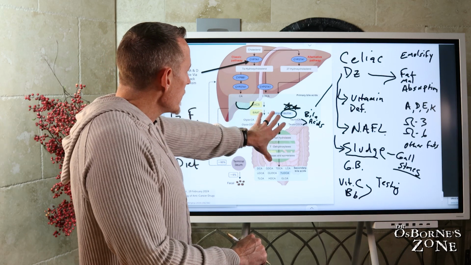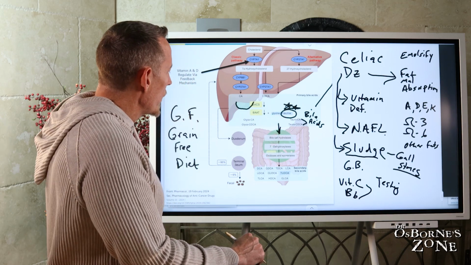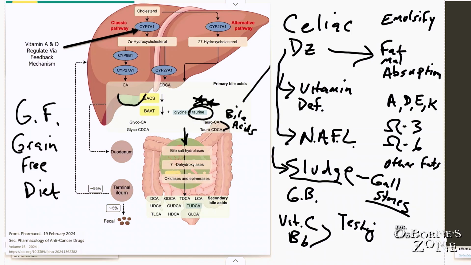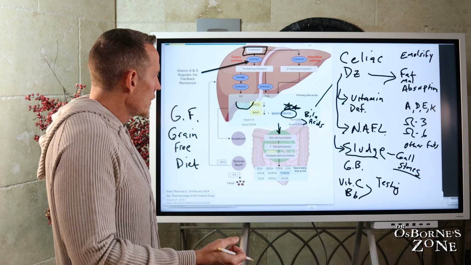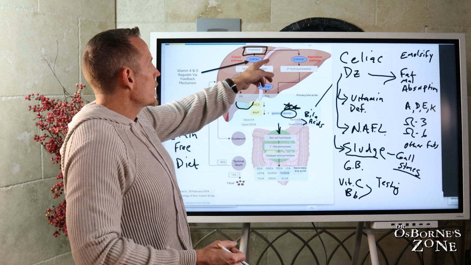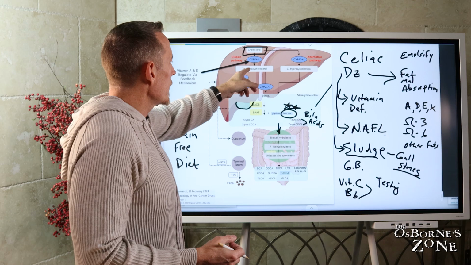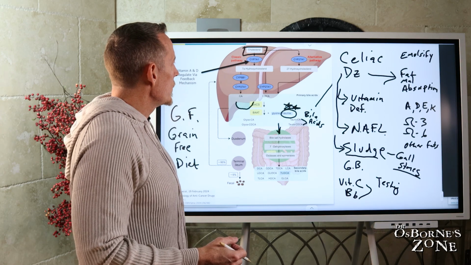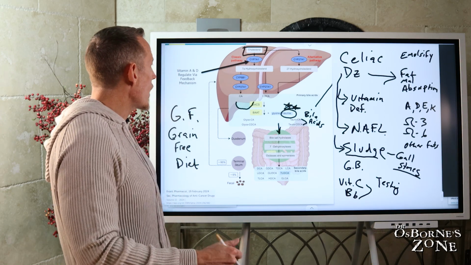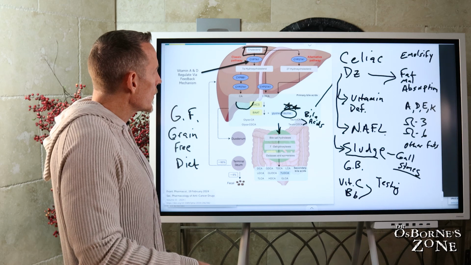So back to this diagram, a couple of other things I want to point out here. You'll see up here cholesterol. Cholesterol is the primary ingredient that helps you make bile acids. So you start with cholesterol, and then you have this gene called CYP7A1. This is a gene that upregulates the conversion of cholesterol into 7-alpha hydroxycholesterol, which then subsequently leads to bile formation.